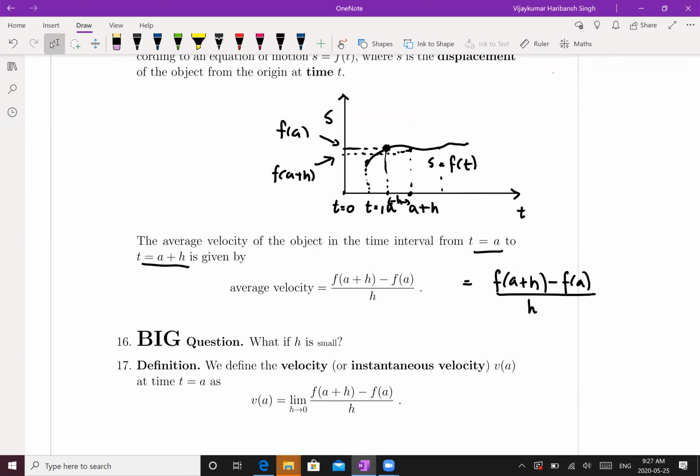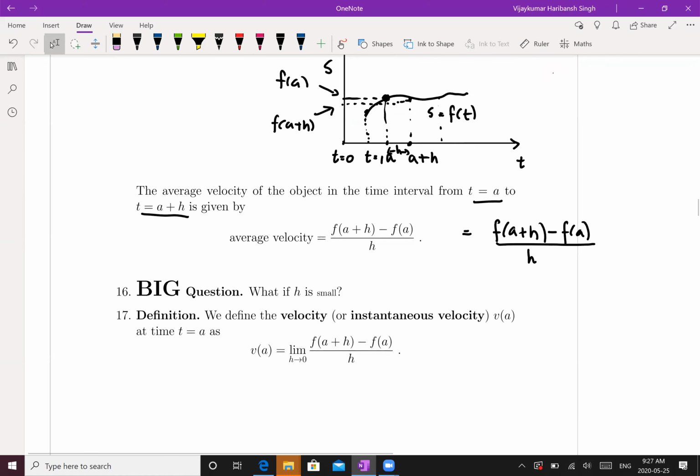Now, next question is, what if h becomes very, very small? If h becomes very small, that means you're letting h go to 0. So you compute this limit, which by our definition is the derivative at A, of course if this limit exists. This is what is called the velocity at time A, or the instantaneous velocity. Instantaneous means the velocity of your particle at that instant. So the derivative gives you the velocity.